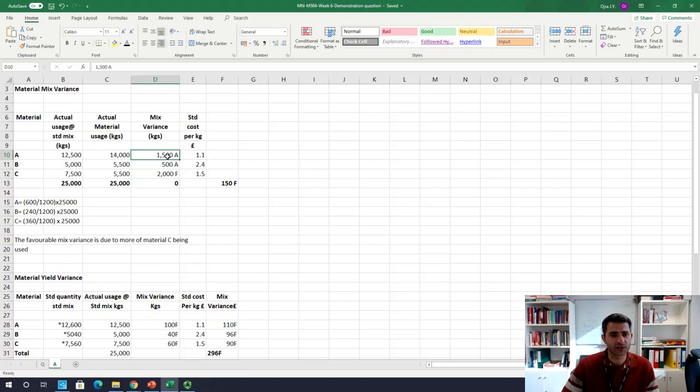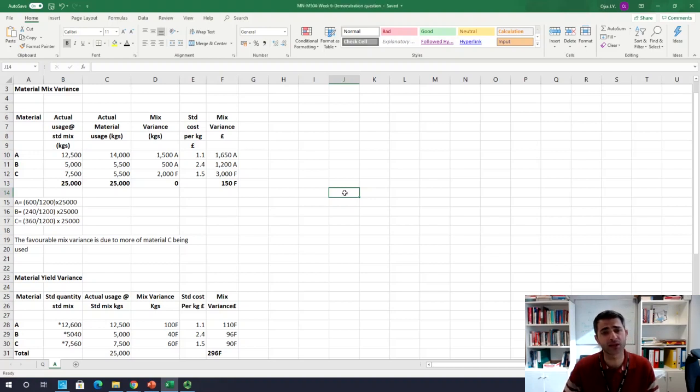And that's 1,500 kilogram adverse. If you multiply by 1.1, which is the standard cost per kilo, you should be able to find this in pounds: 1,650 pounds adverse, of course. You do the same for B and C, and in this case you should be able to calculate the variances, which are 150 pounds favorable, 150 pounds favorable.